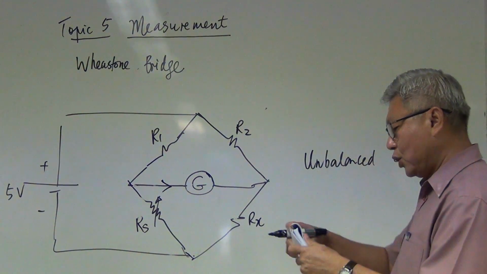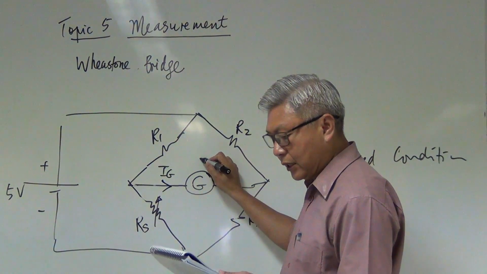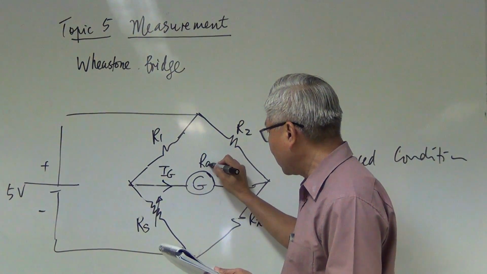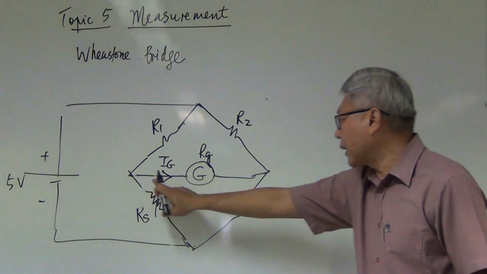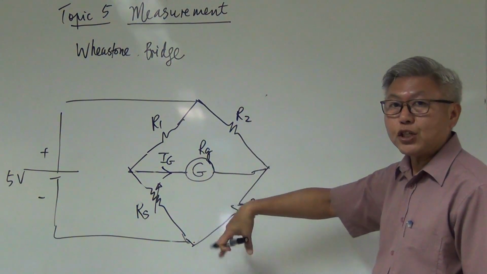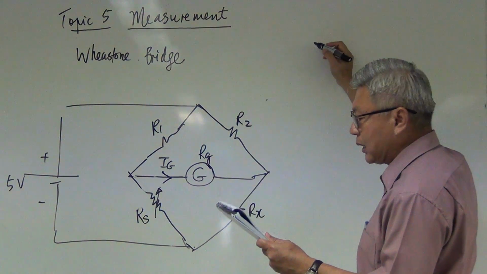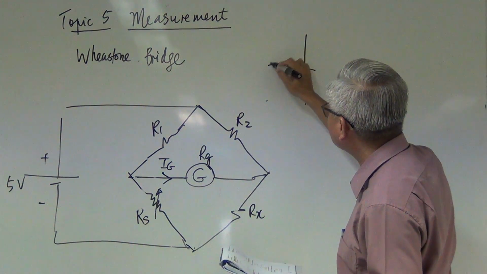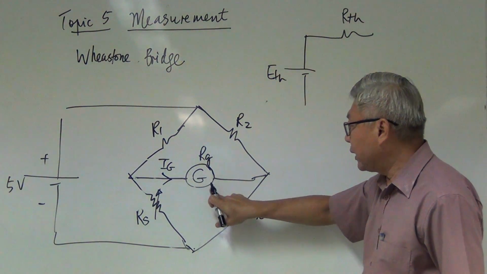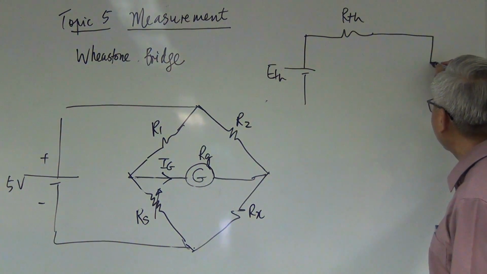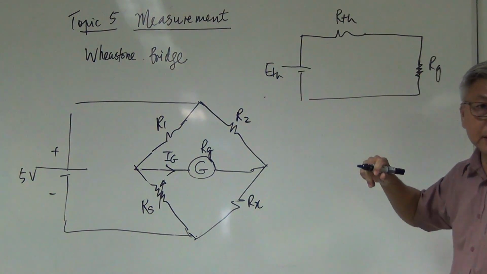Now when it's unbalanced, we need to find out what this current Ig is, and this is the internal resistance, Rg. When the circuit is not balanced, there is a current passing through it. So we need to change this circuit into a Thevenin equivalent circuit. The Thevenin equivalent circuit is an ETH and RTH, and then connect to your Rg, the internal resistance of the galvanometer.